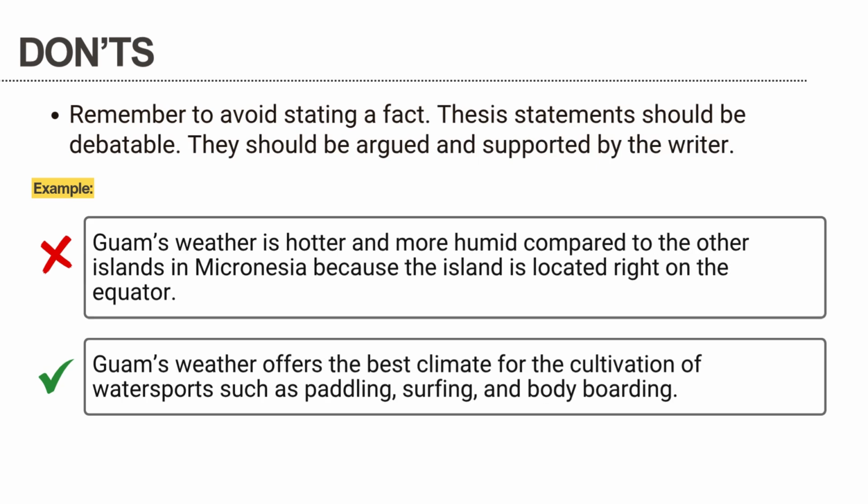And last slide. Remember, thesis statements are not facts, right? They should be debatable and have some level of argumentation. So, for example, Guam's weather is hotter and more humid compared to the other islands in Micronesia because the island is located right on the equator. This is a fact. We are on the equator. No one will debate you on this. So instead, have some kind of opinion there. So Guam's weather offers the best climate for the cultivation of water sports such as paddling, surfing, and bodyboarding.